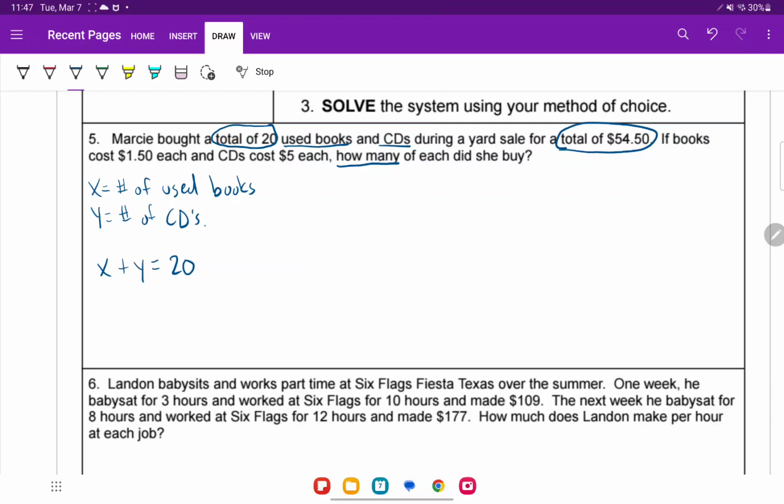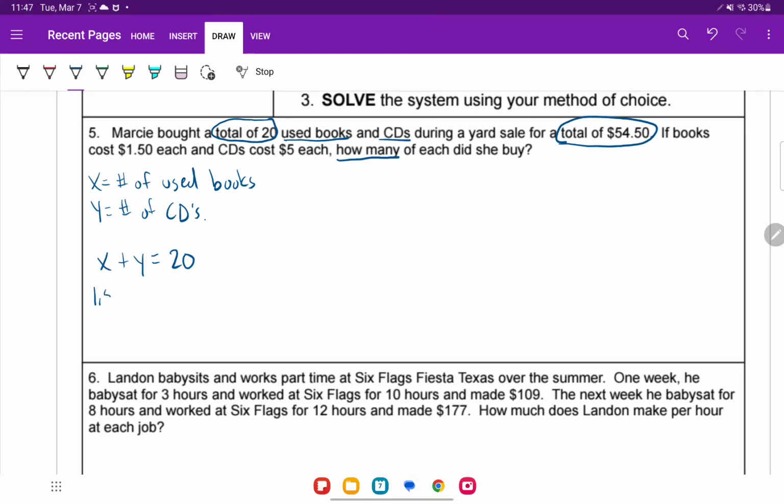And then it goes on to tell us that we spent $54.50 in total. A book costs $1.50, so that's going to be 1.50x plus, and the CD costs $5 each, 5y, which is going to equal 54.50. Okay, at this part right here, you're going to choose your method to solve for x or y. Me, I think I'm going to use elimination. And the reason why is, you could actually solve it the other way too, but I noticed here that if I multiply this right here by -5, I can eliminate the y's. I'm going to go ahead and do that real quick.